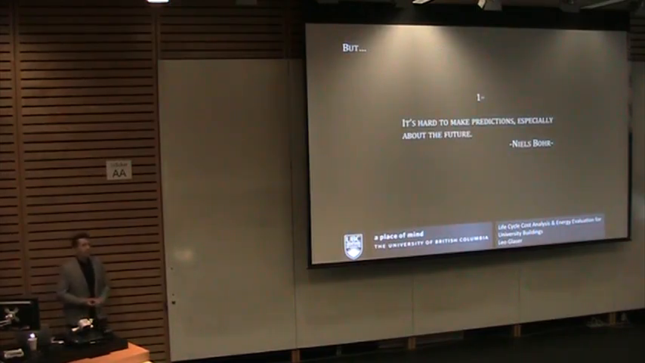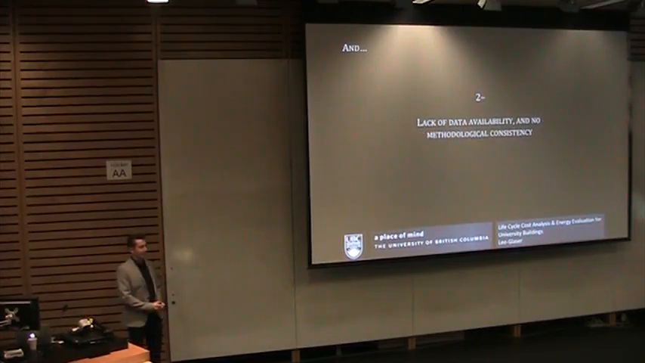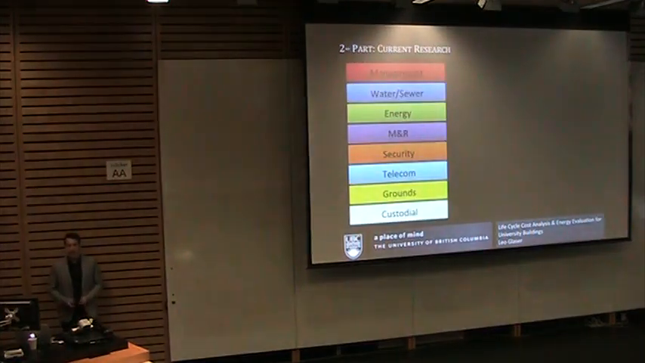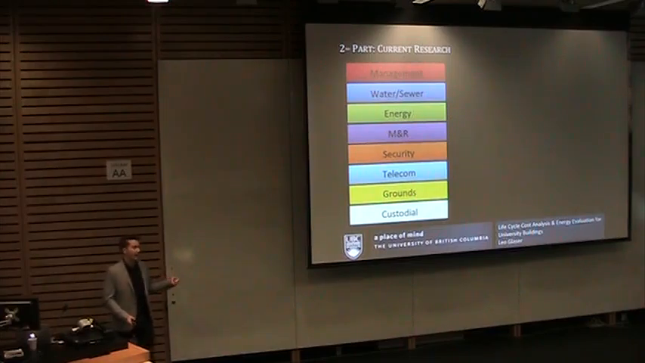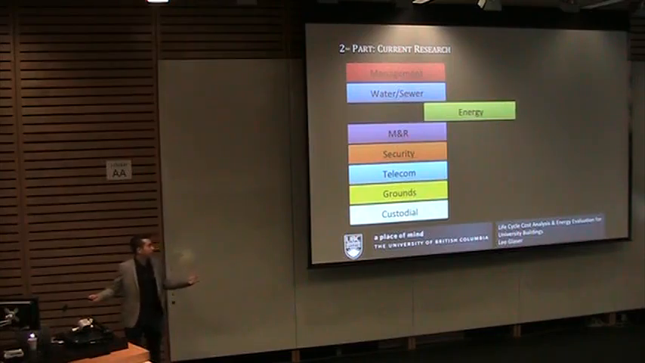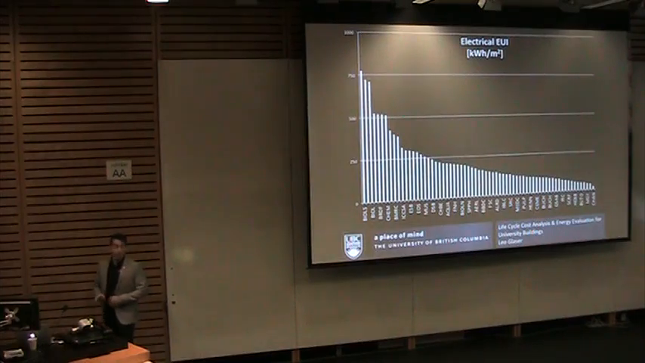The problem about lifecycle costing is that it's hard to make predictions, especially about the future, and second, the lack of data availability. Where we're lucky to be on campus, everything is collected. We have a huge selection of electricity data and energy data and for water, for pretty much everything. But for my master thesis, you see there are all these different categories of costs. I cannot look into all of them. So we're just looking into the energy costs and actually just into the electricity costs, because that's already a lot, as you will see now.